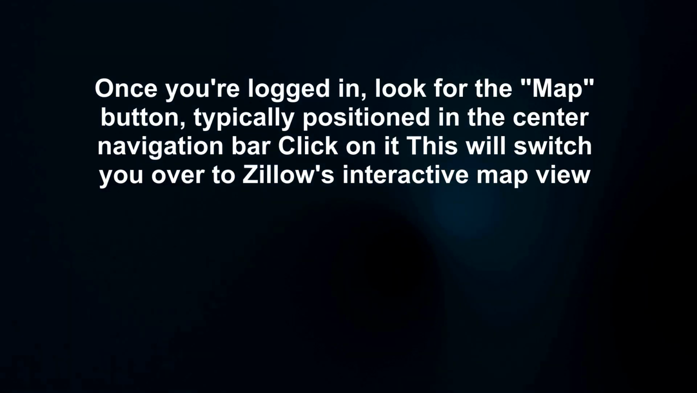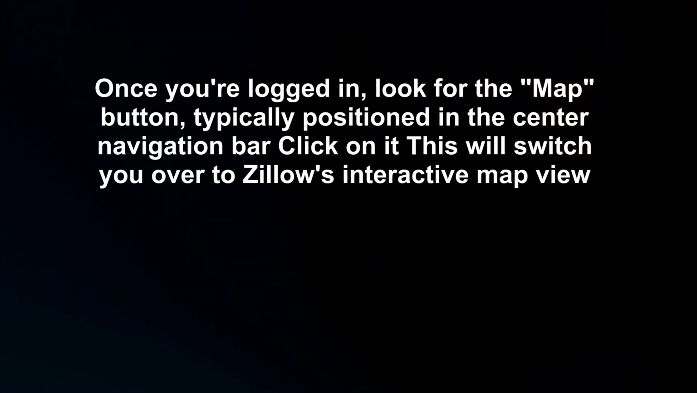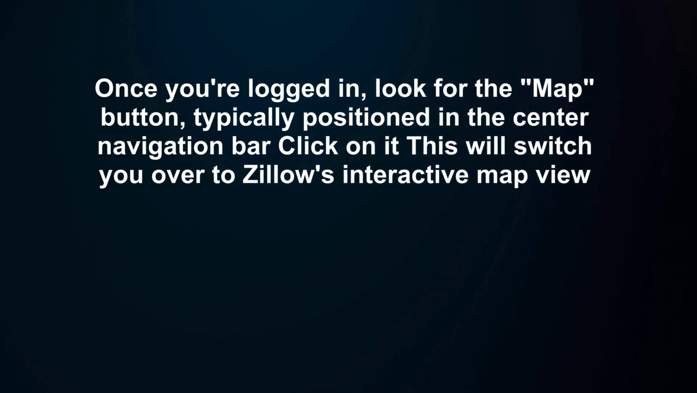Once you're logged in, look for the Map button, typically positioned in the center navigation bar. Click on it. This will switch you over to Zillow's interactive map view.